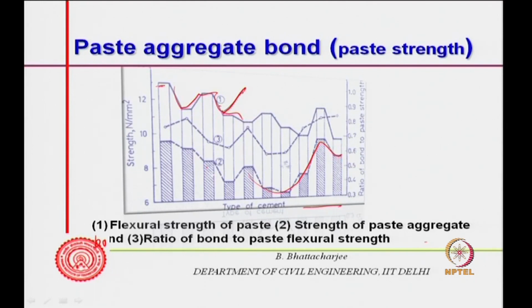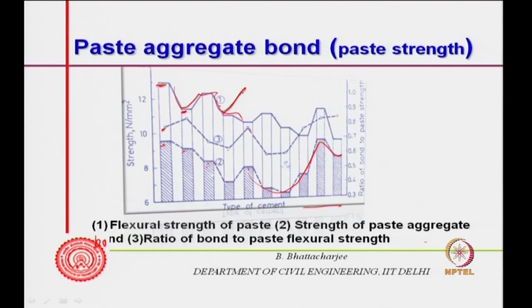So, for example, here is the flexural strength of the paste and the strength of the paste aggregate bond, and this is the ratio of bond to paste strength, so this divided by this. Now, you can see this value is somewhere here. When it comes to this, it increases because this is lower, this reduces, but not as much as this. Here the ratio is quite low, but here this increases and this also reduced. So, this ratio increased. You can see the ratio varies, it is not a constant line.